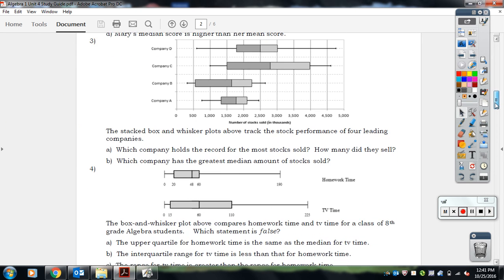Number 3 is on the stacked box and whisker plot, except they already made it. The stacked box and whisker plots track the stock performance of 4 leading companies. Which company holds the record for most stock sold? How many did they sell?